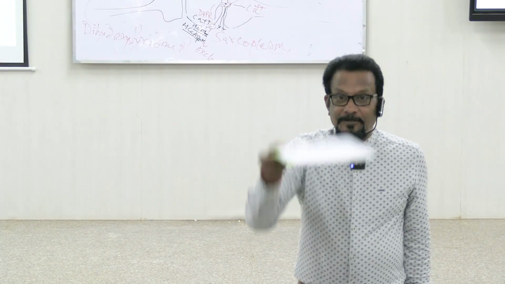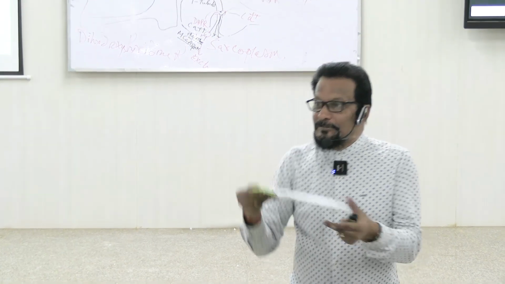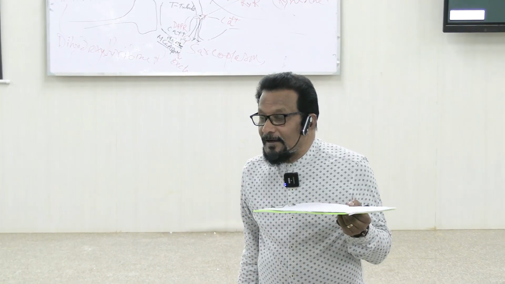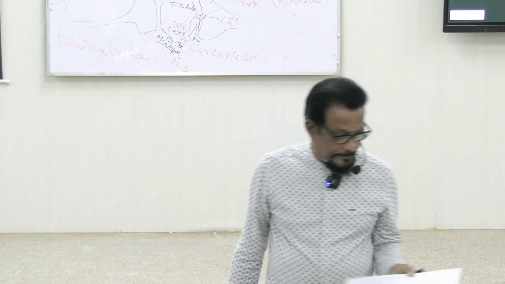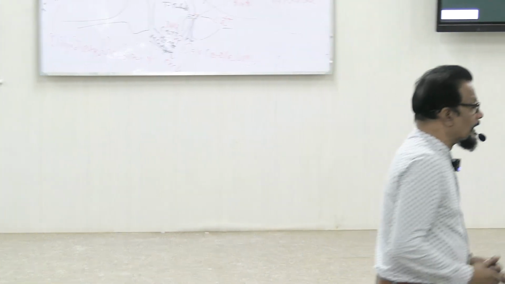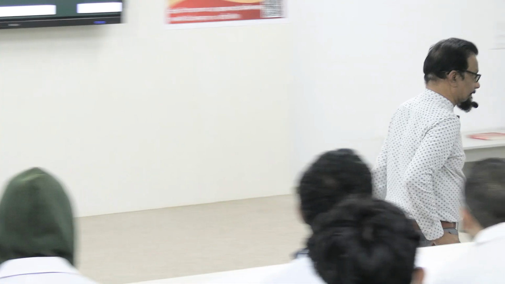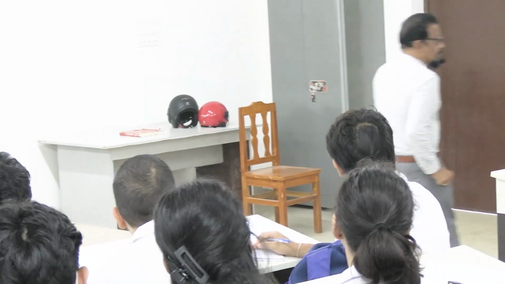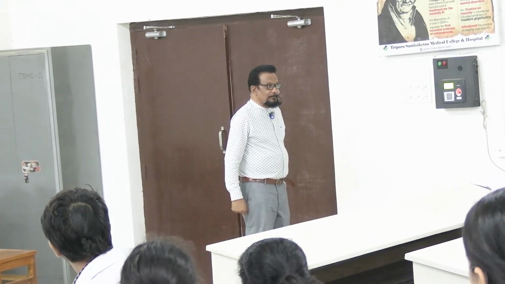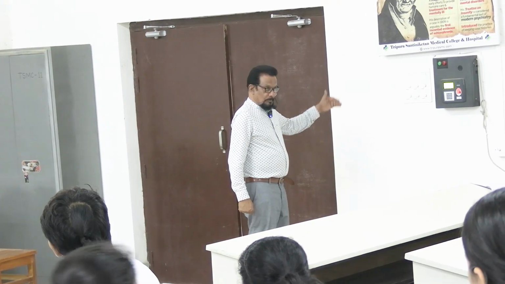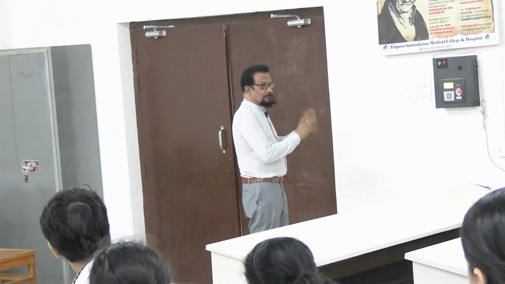This type of contraction, I am lifting this to this new height. So this is what? Isotonic contraction. Now I am doing another type of action. Muscle contraction. I am pushing this wall, pushing this wall and trying to send it back.